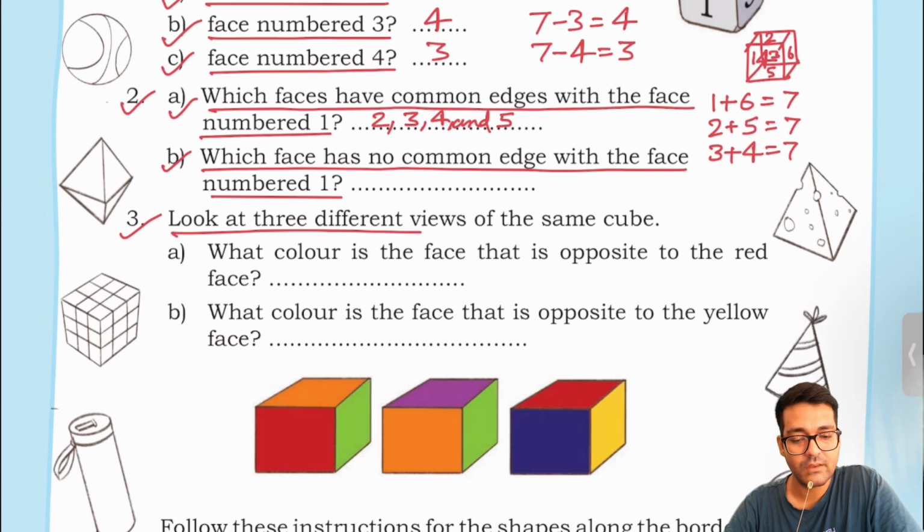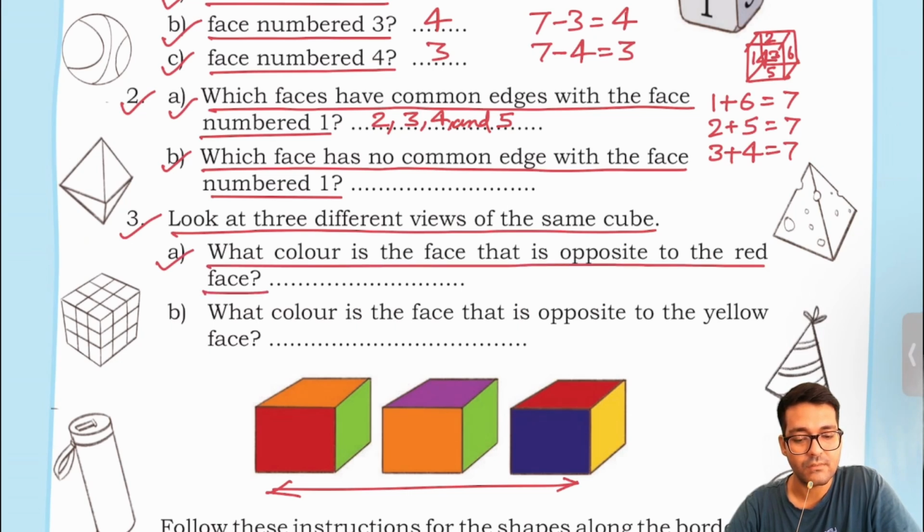3. Look at the three different views of the same cube. A. What color is the face that is opposite to the red face? Red color face shares its edges with orange colored face, green colored face, blue colored face and yellow colored face. So the purple color face which is left will be opposite to the red face. The answer is purple.